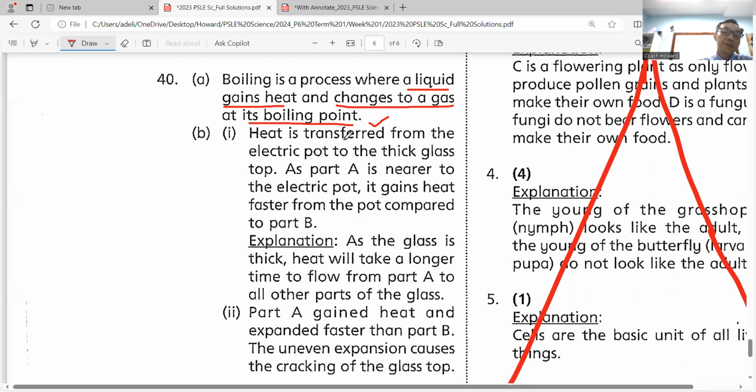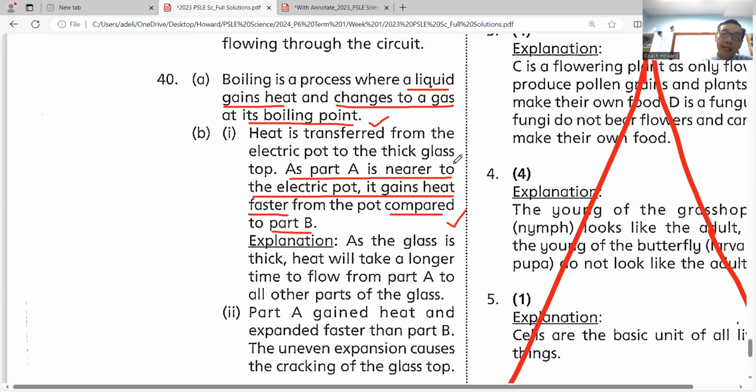You mentioned heat is transferred from the electric pot to the thick glass. As part A is nearer to the electric pot, it gains heat faster. It gains it faster from the pot compared to part B. So comparison must be stated here, because part B is further away. So therefore, part A gains heat faster than part B.